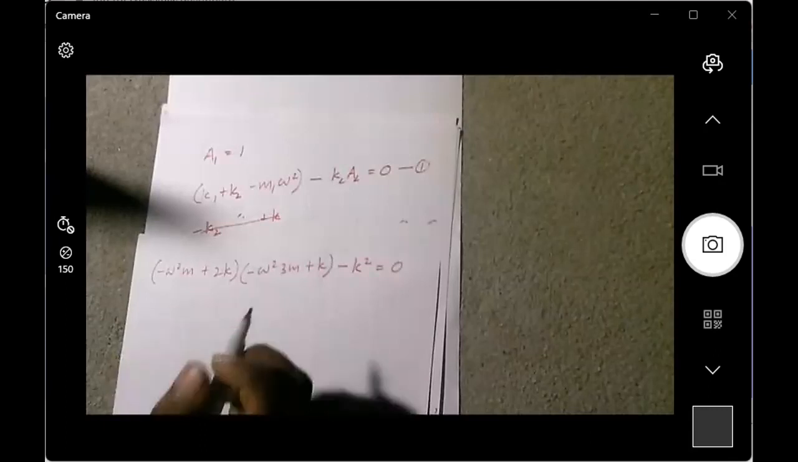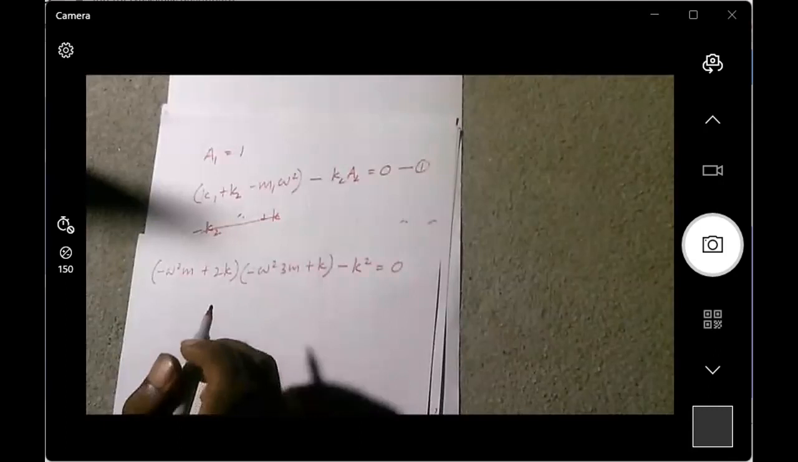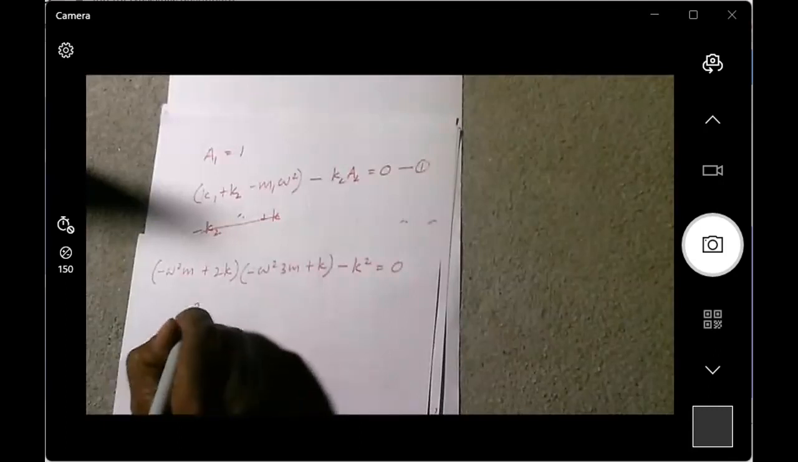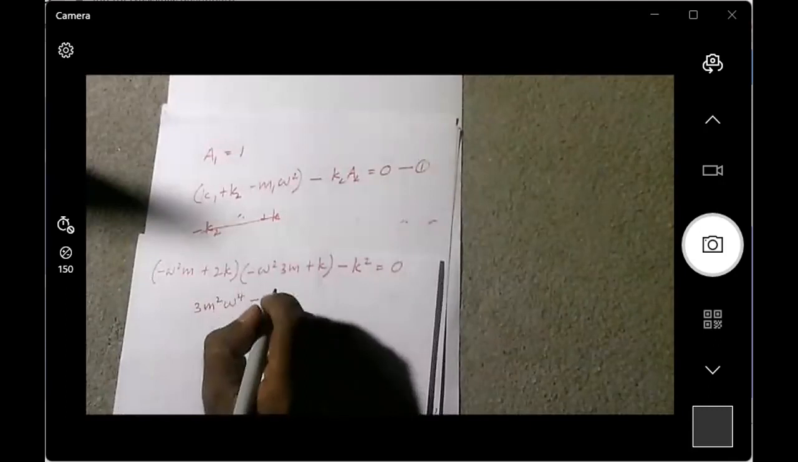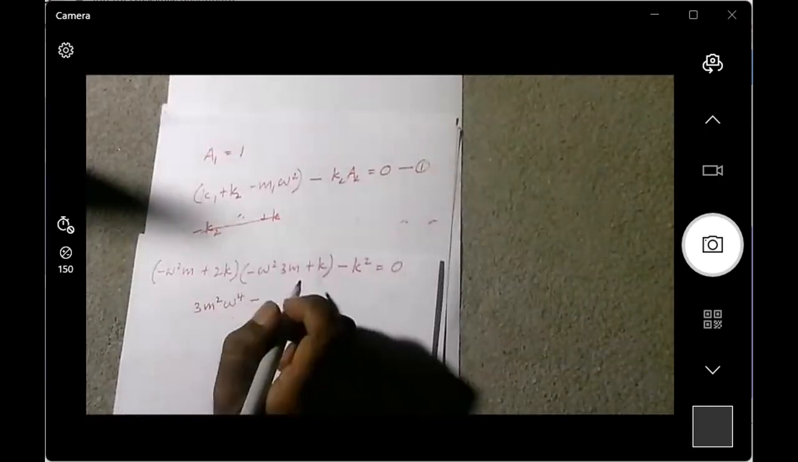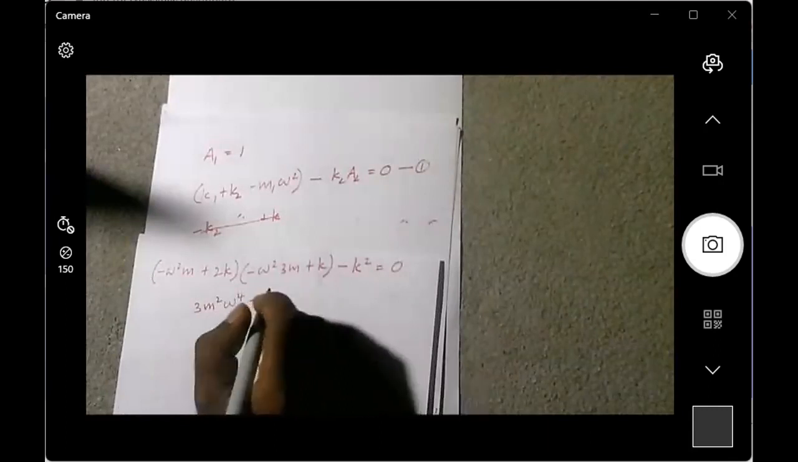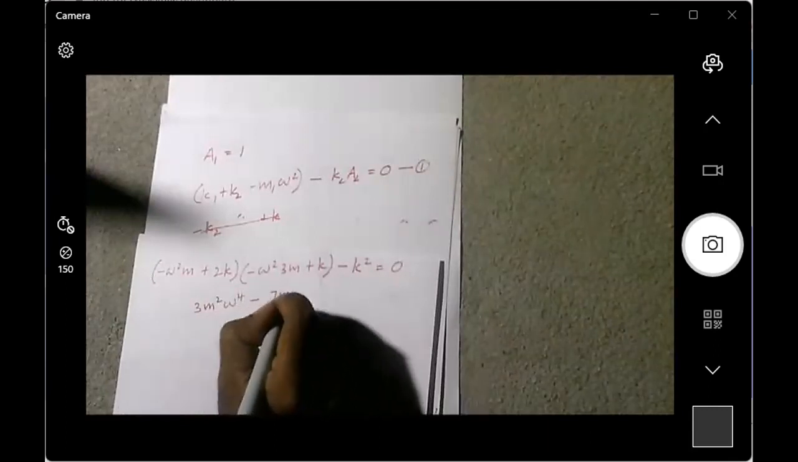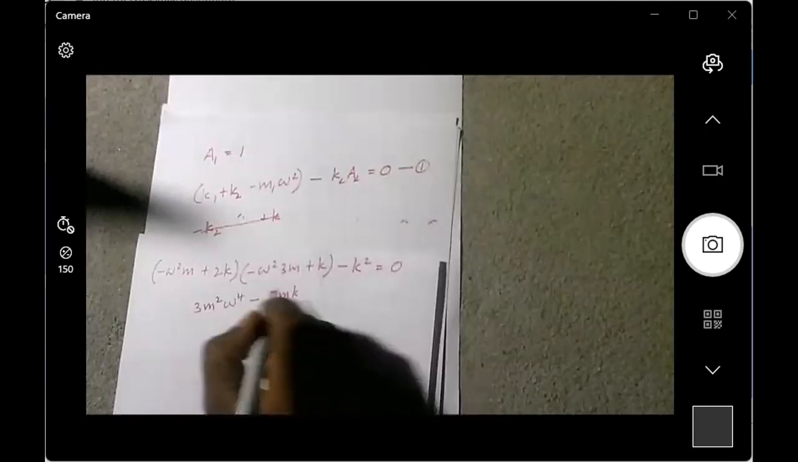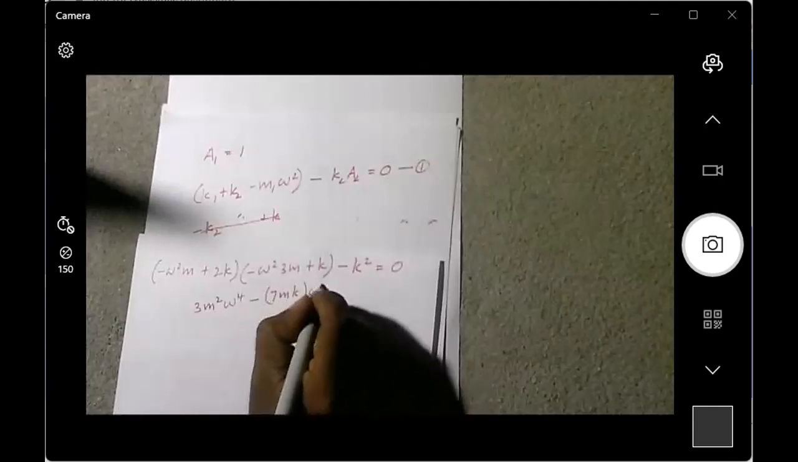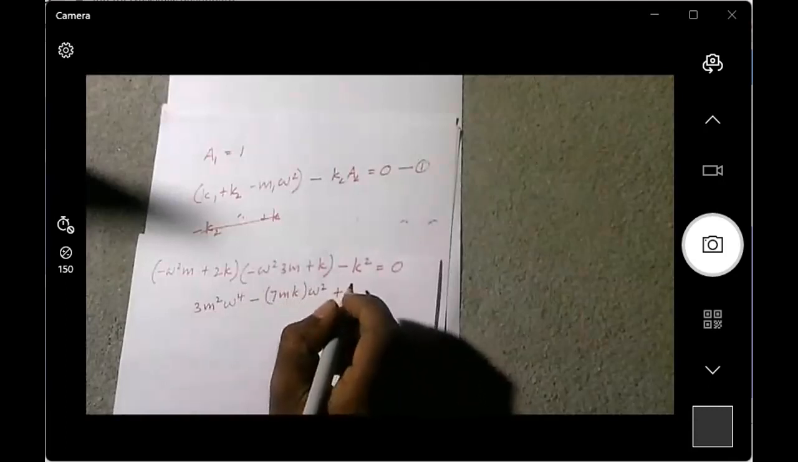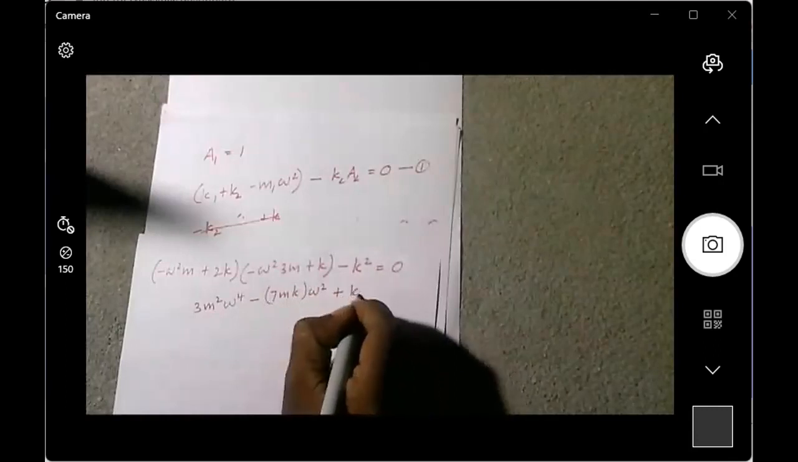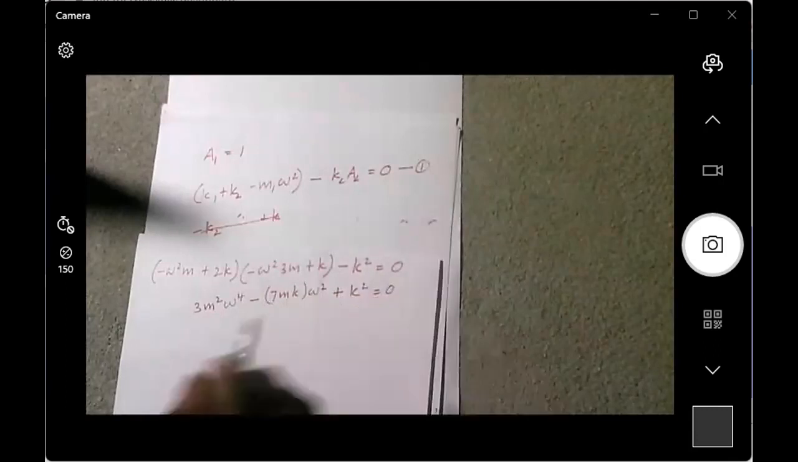Can you simplify it? So you should get how much? 3m squared omega 4, minus 7mk into omega squared, plus 2k and k is k squared, right? This is what you got?